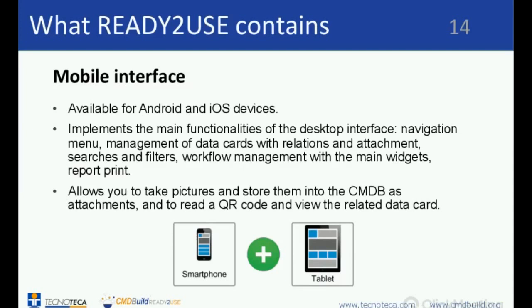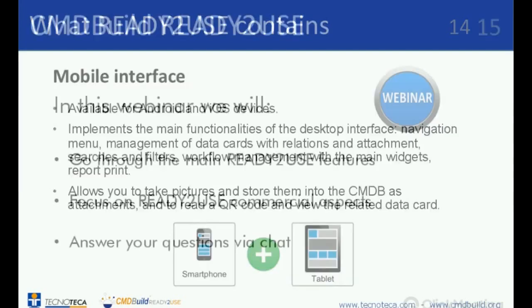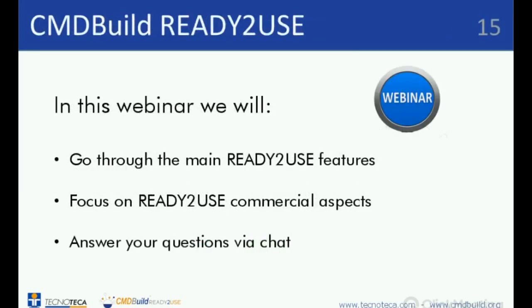It also, of course, allows you to take pictures and store them in the CMDB as attachments, and of course read the QR codes and view the related data card. So very useful if you're walking around in your company and you want to get information about your specific assets. You just need to point at the QR code on the asset, on the server, on the printer, on the PC, whatever, and you will retrieve the information about it immediately. So very useful.